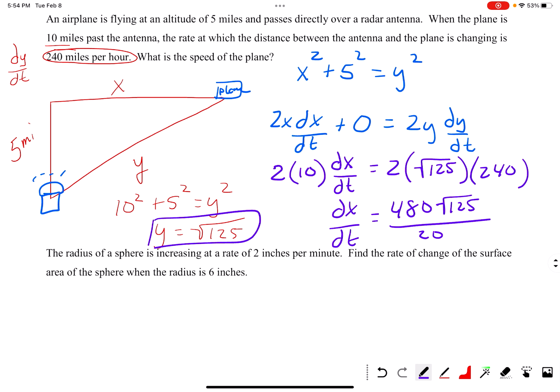Okay. Maybe simplify the 480 over 20. What would that be? 24. I think it's 24. And then the root of 125 won't go away. That will stay. And then the units would be what? It's miles, right? So miles per hour. Okay. All right, not as bad as I think you guys are making it in class. I think the hardest part on this one is really understanding the word problem and how the plane was moving.